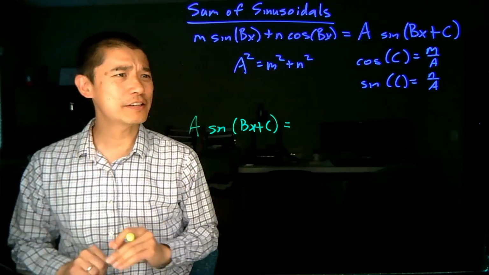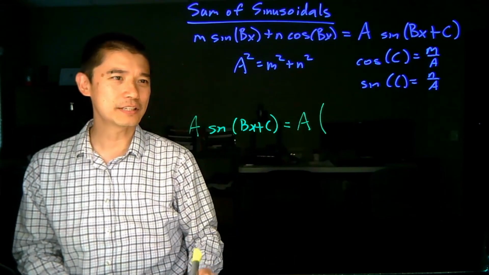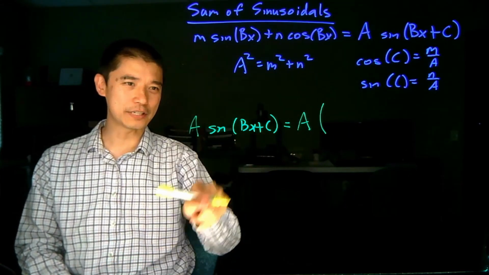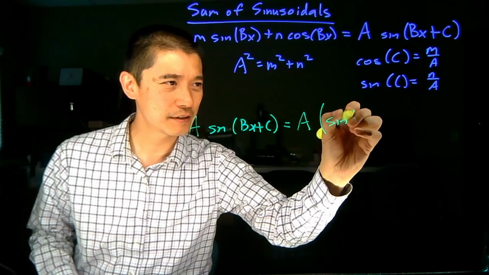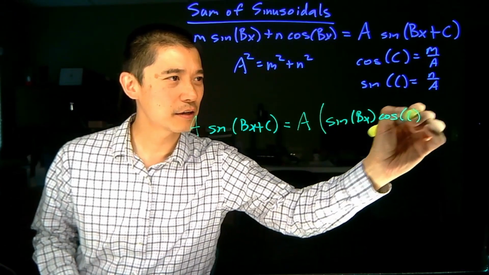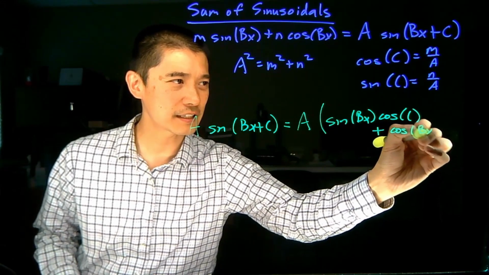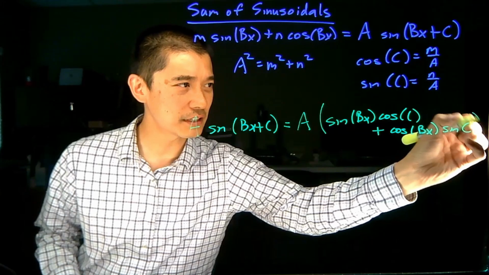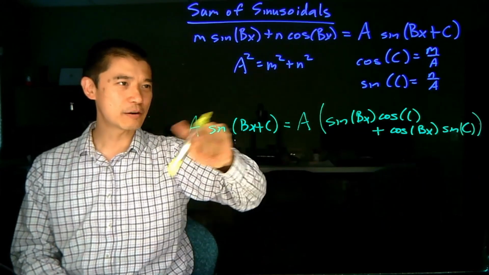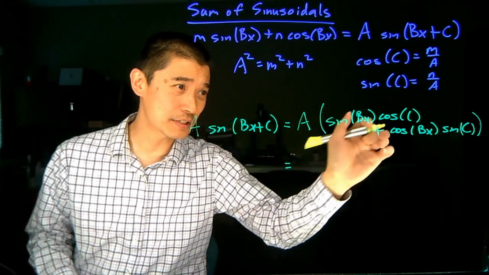And so what we have here is we can just use the sum of angles formulas. A times the quantity, since this is a sum of angles in the sine function: sine of bx cosine of c plus cosine of bx sine of c. And now we're going to distribute the a. And we're also going to put the sine bx term on the end.